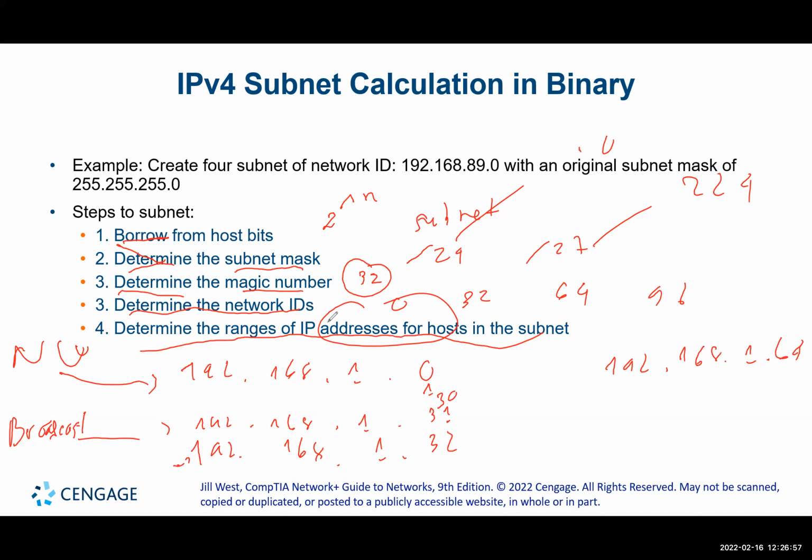Okay, so 0 and 31: 0 is the network address and cannot be used for a computer. The broadcast address, 31, cannot be used for a computer, but anything between 1 and 30 here is a usable address, or host address.